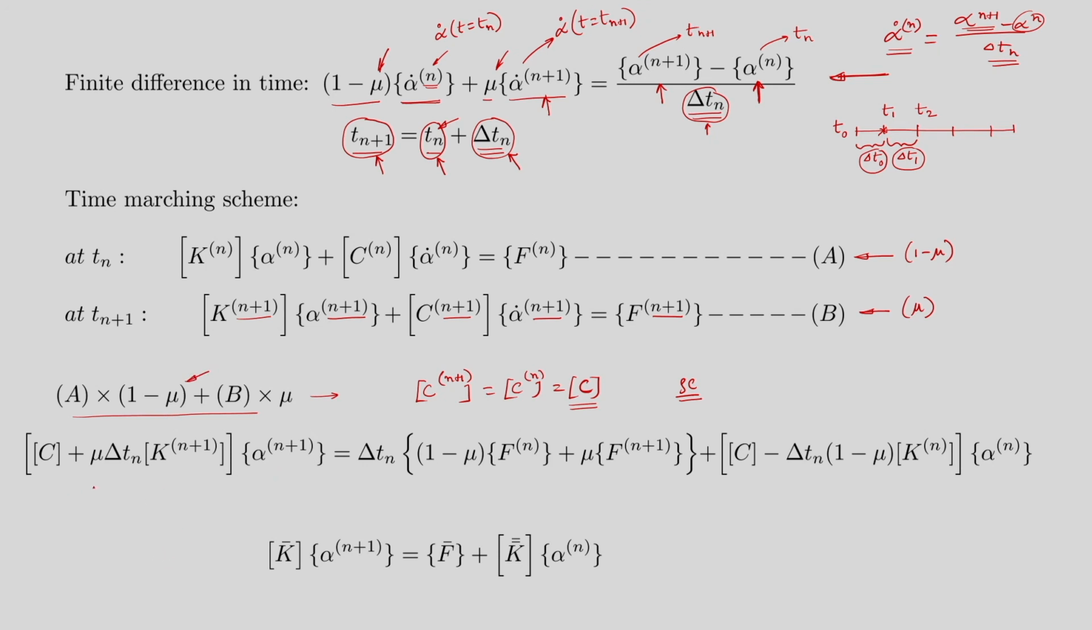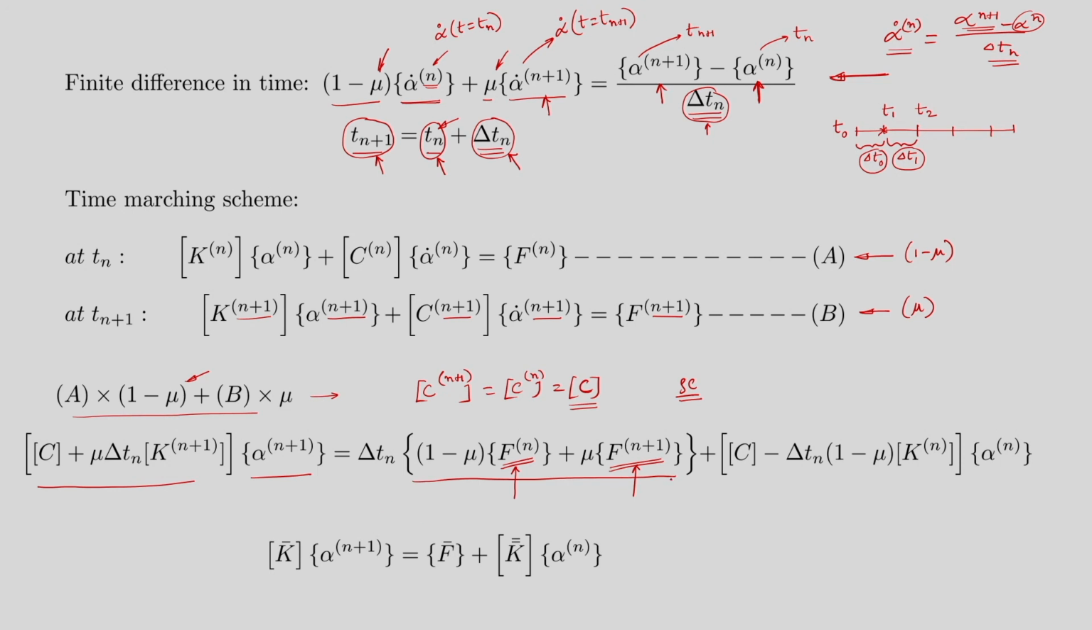We get something times alpha at n plus 1 is equal to the modified force term, which contains the force at both n and n plus 1. This does not actually correspond to the force, it corresponds to the heat generation term and the Neumann boundary term, and those can vary with time. So, this term, as you can see here, contains terms corresponding to both the time instant t n and the time instant t n plus 1.